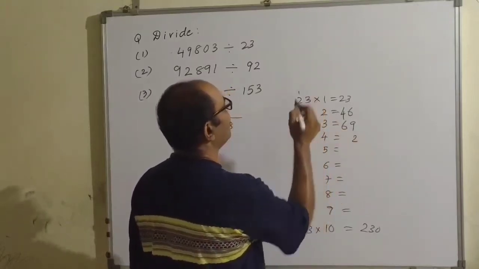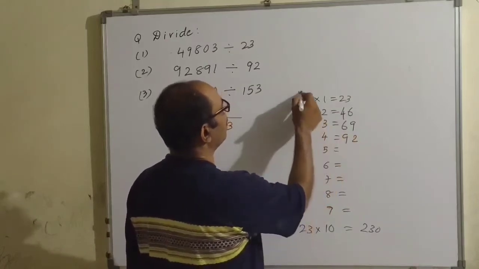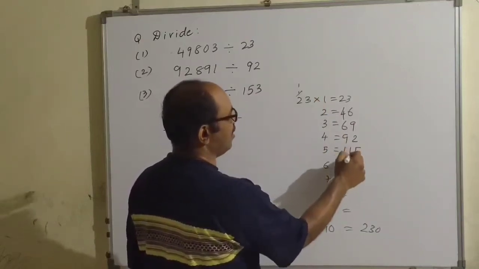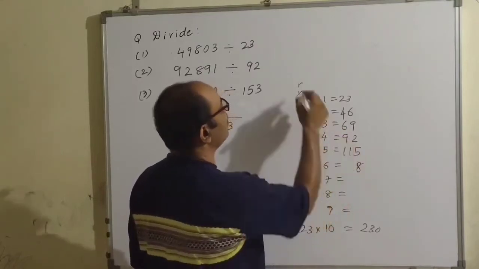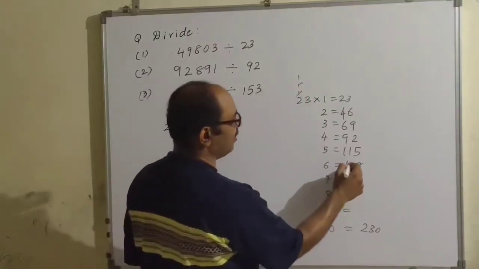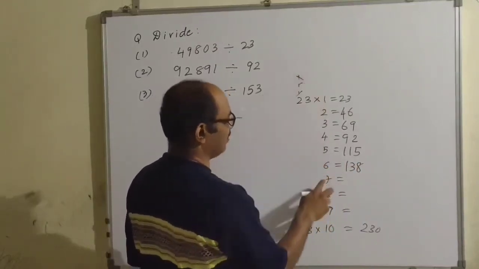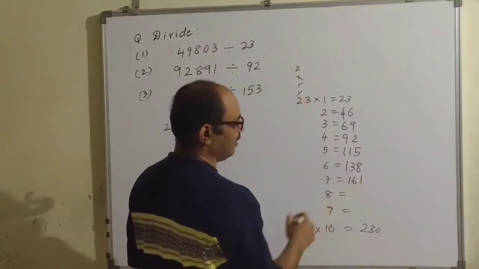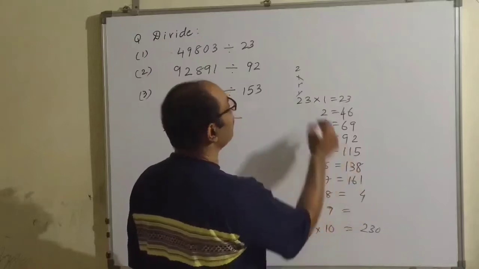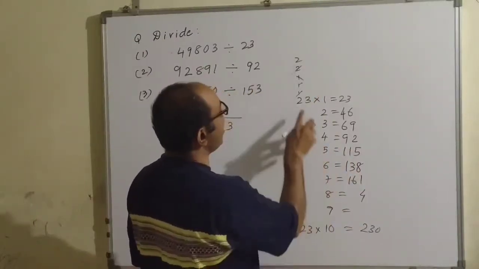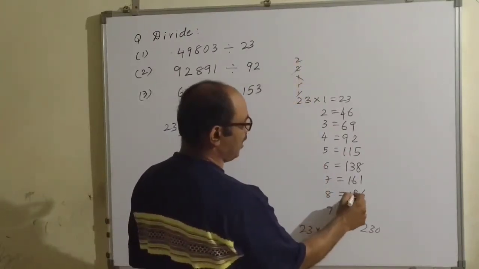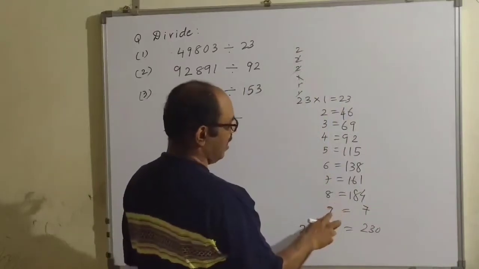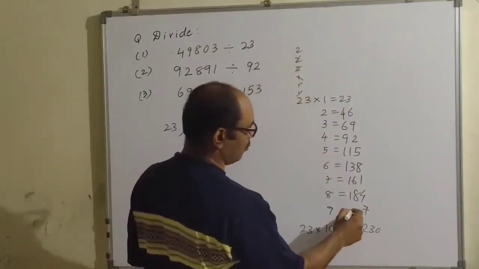4 3s are 12. This time 1 is carried over. 4 2s are 8 and 1 is 9. 5 3s are 15. 1 is carried over. 5 2s are 10 and 1 is 11. 6 3s are 18, 1 is carried over. 6 2s are 12 and 1 is 13. 7 threes are 21. 1 here and 2 is carried over. 7 twos are 14 and 2 is 16. 8 threes are 24, 2 is carried over. 8 twos are 16 and 2 is 18. 9 threes are 27, 7 here, 2 is carried over. And 9 twos are 18 and 2 is 20.